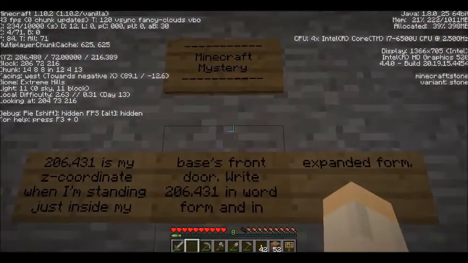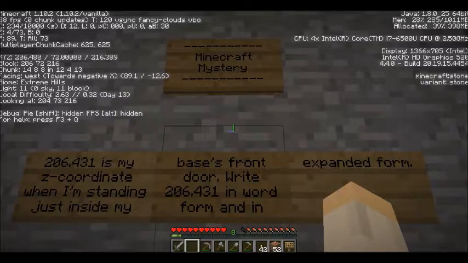Here is today's Minecraft mystery. 206.431 is my Z coordinate when I'm standing just inside my base's front door. Write 206.431 in word form and in expanded form. Pause the video, see if you can follow these instructions, and come on back when you think you've done it correctly. Okay, welcome back.